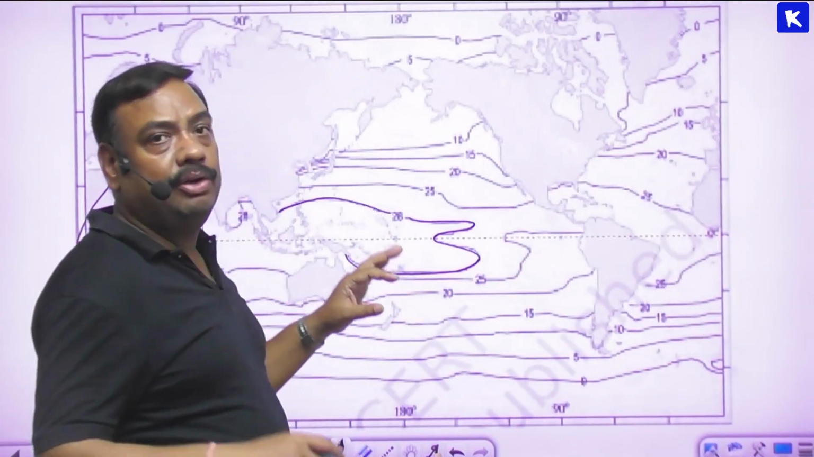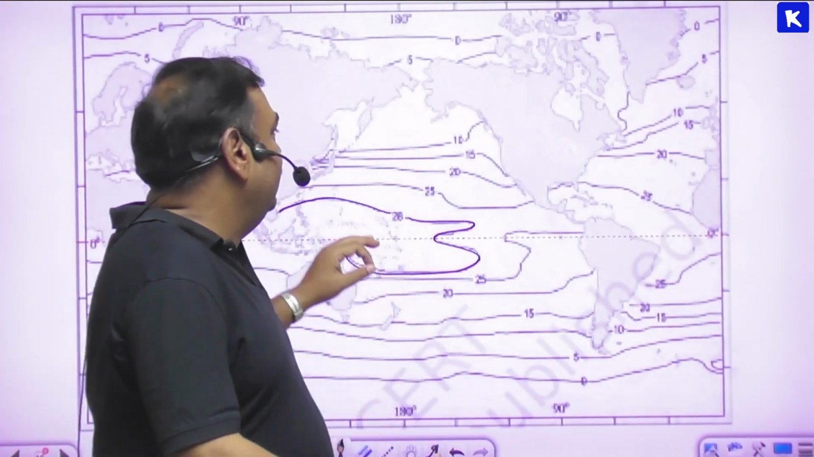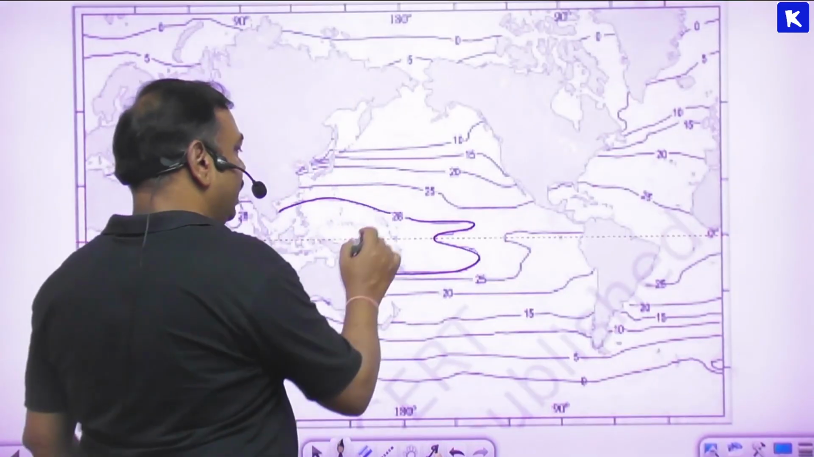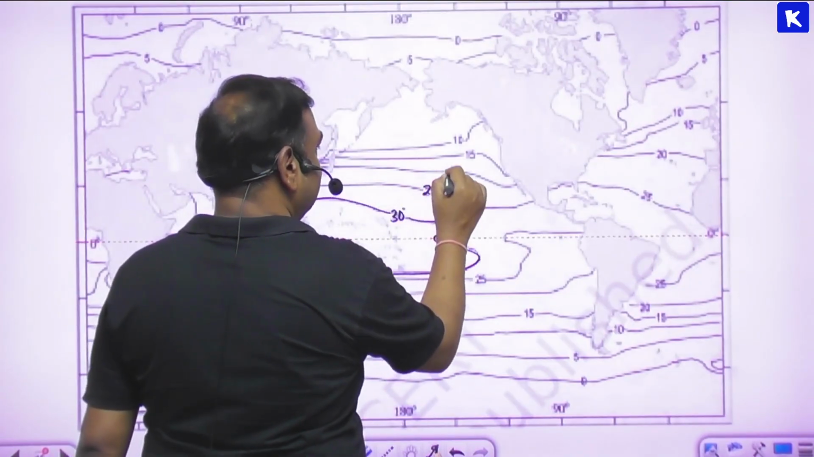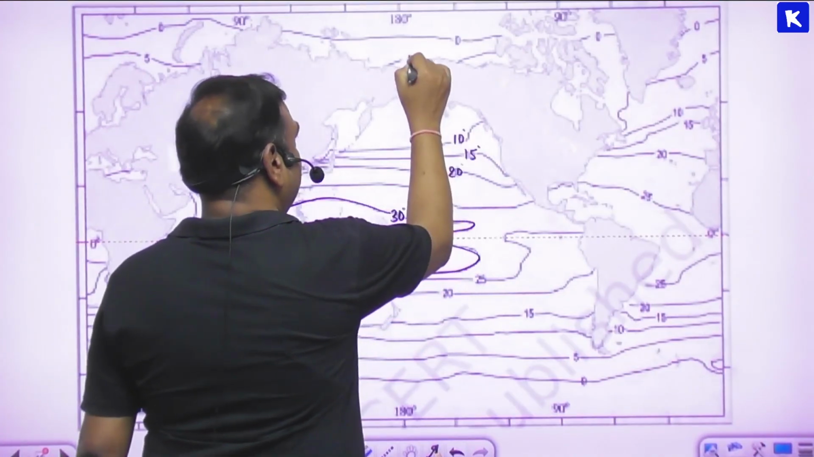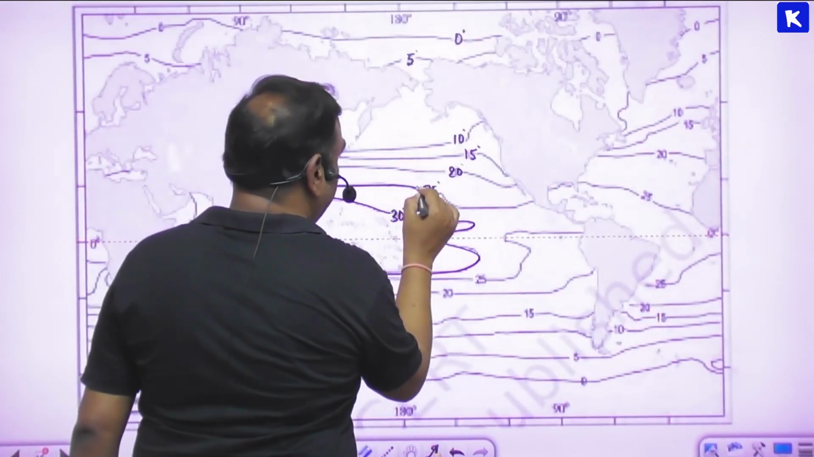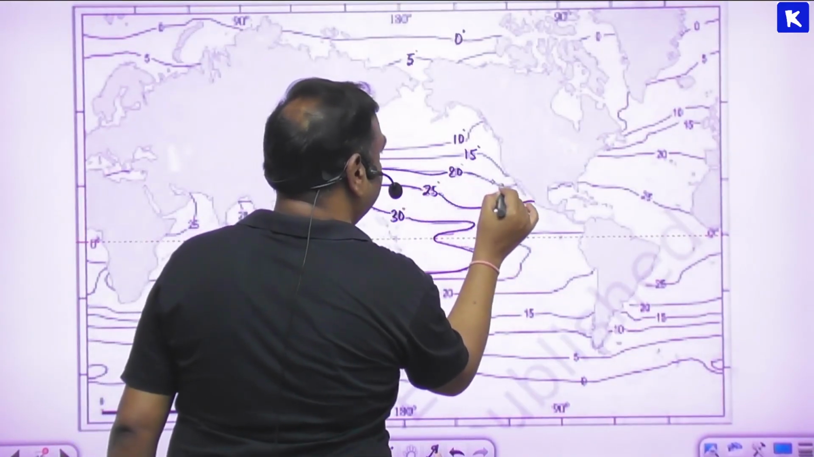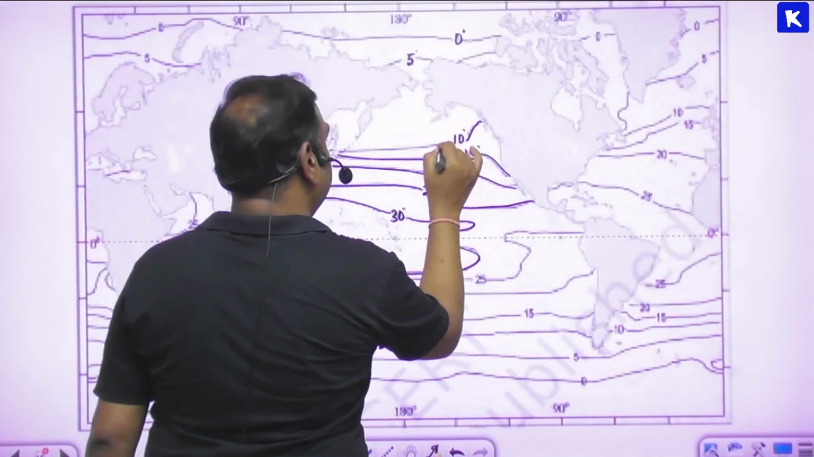And here what you have to remember is the decreasing trend of temperature, which is taken with certain values nearby the equator. It is taken as 30 degrees Celsius, then 25 degrees Celsius, then 20, then 15, 10, 5 degrees Celsius, and 0 degrees Celsius. So you can observe the trend of isotherm is found like this.